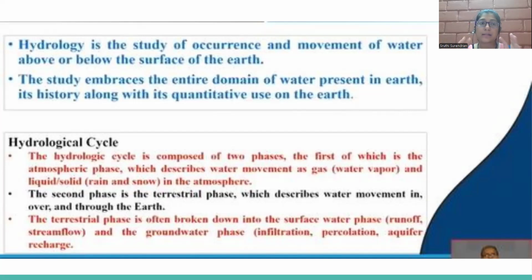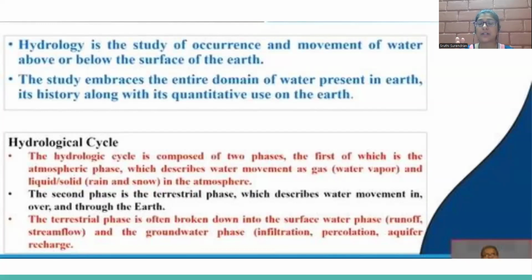Hydrology is a word that means water. The study of the occurrence and movement of water above the surface of the earth as well as below the surface is called hydrology. And this cycle of continuous movement of water is called the hydrological cycle. Very commonly we also use the words water cycle.